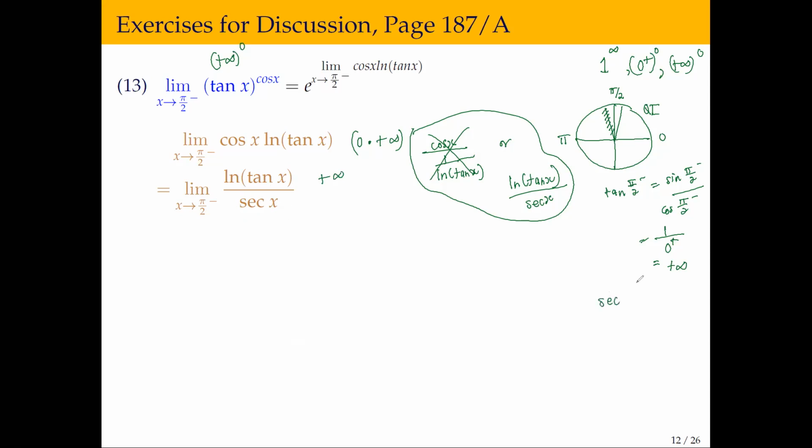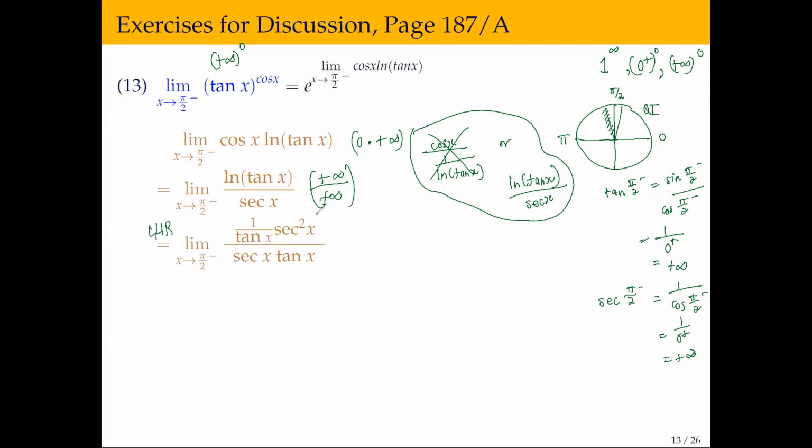Secant of pi over 2 from the left is just 1 over cosine of pi over 2 from the left. Cosine pi over 2 from the left is known to be 0 plus. So this is 1 over 0 plus, thus this is positive infinity. So this is positive infinity over positive infinity. Thus, you can apply the L'Hopital's rule. Applying the L'Hopital's rule, this will just be the limit of the numerator over the limit of the denominator. As you can see here, you can cancel out secant of x from the numerator and the denominator. And you can rewrite this one as the following.